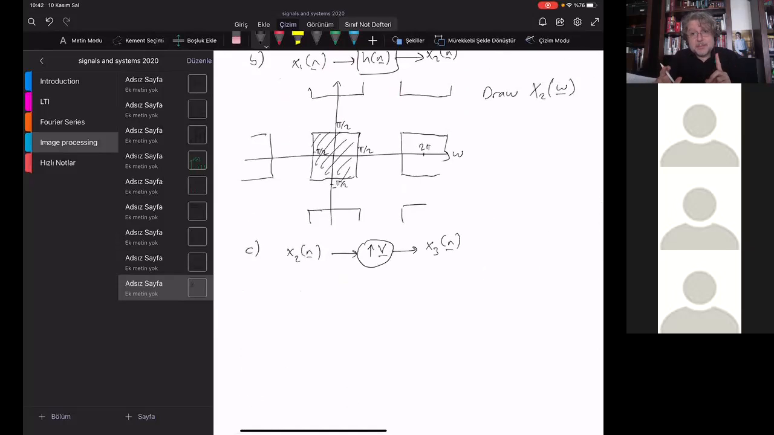Upsampling is simple, but we haven't seen it. So while doing this question, you will have to learn how things go. Upsampling will be very simply the reduction of the repetitions, the spectral replicas of those diamond shapes or distorted diamond shapes. All those distorted diamond shapes will come back to the original position. So it's like x3 of omega will be equal to x2 of V times omega. Very simple. This is the formula.